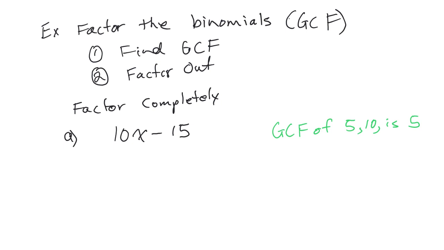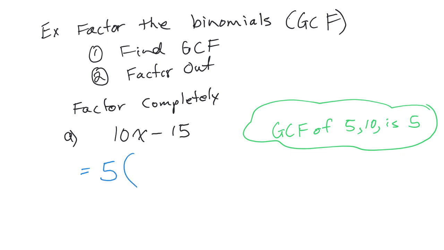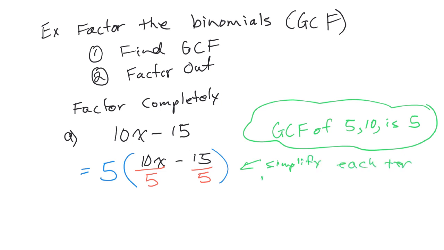So both of them are divisible by 5. Now here's what you do. You actually write 5 times, and you write your expression again, 10x minus 15. And then what we're going to do is divide this by 5 and this by 5. So essentially, we haven't changed the expression yet, but we are going to simplify each term by dividing out 5.